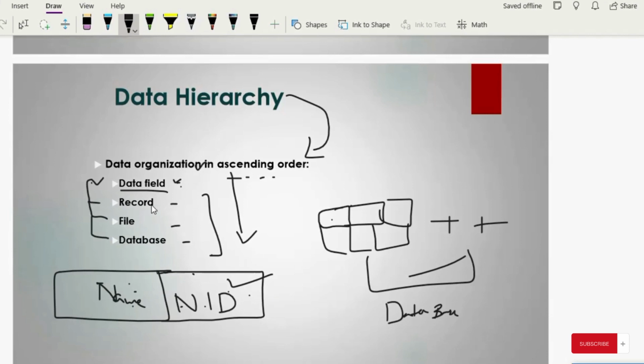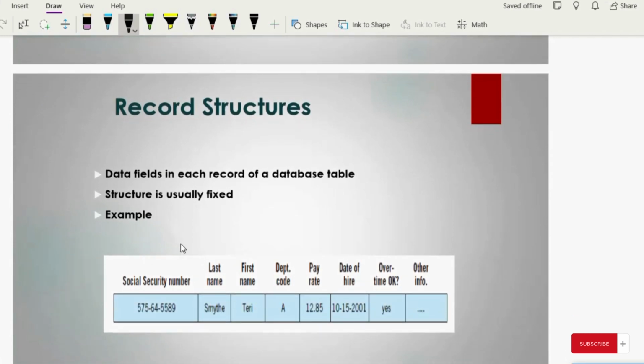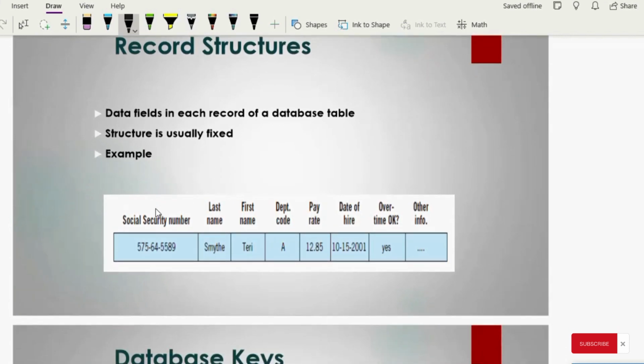The second level in the data hierarchy is known as the record. A record is a combination of fields. Data fields combine together to make a record. Can you see over here in the diagram? This is a data field, this is a data field, and when we combine the data fields, we get a data record: the social security number of an employee, his last name, his first name, which department he belongs to, his pay rate, when he joined the organization, whether he has overtime, and any other information.